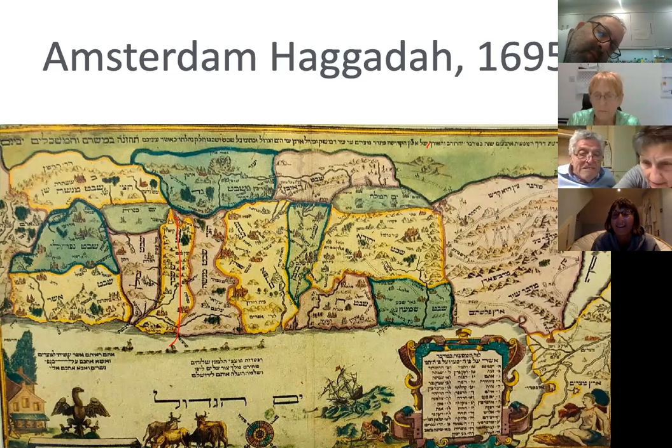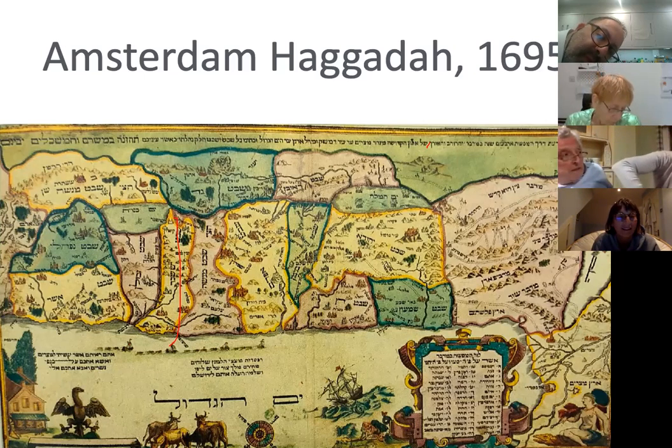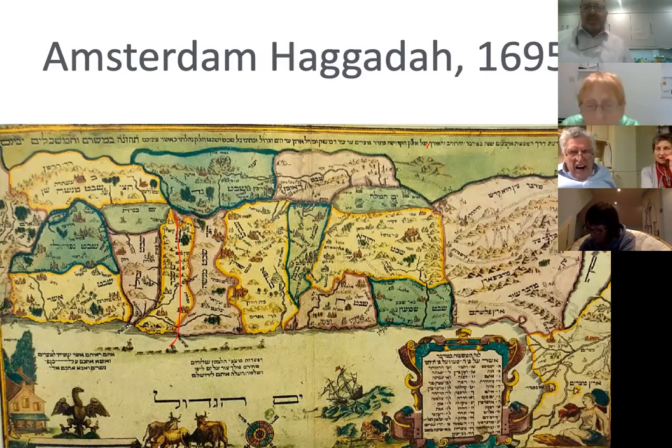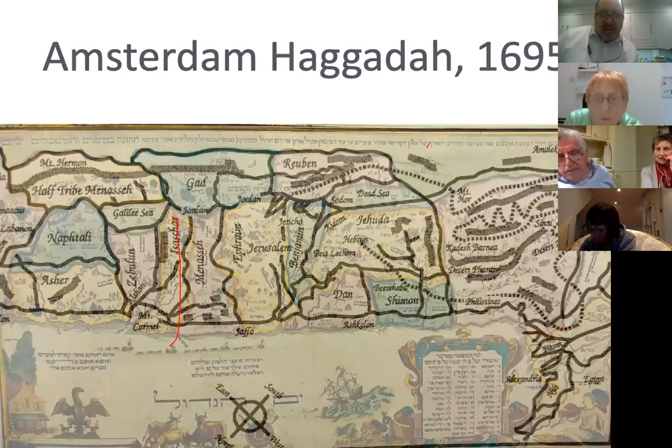This was known as the Amsterdam Haggadah. There were 4 editions printed between 1695 and 1810. And in addition to the tribes, it shows the route of the children of Israel through the land of Egypt. And this is obviously very suitable for a Haggadah, and I'm sure it entertained the children during the Seder for a long time. And you can see here a sort of a translation of that.